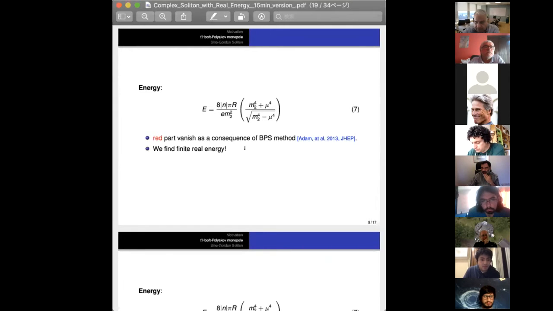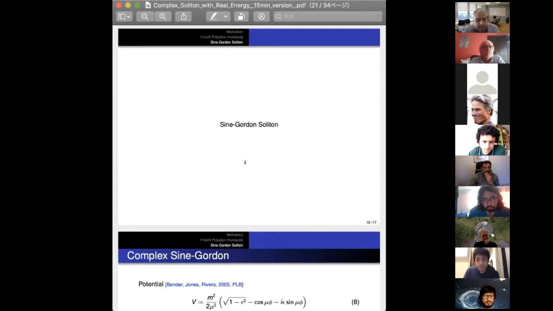And now that we know the energy is finite, I will explain why it's real. To explain why it's real, it's better to look at a much simpler model. So I'll look at the Sine-Gordon model.